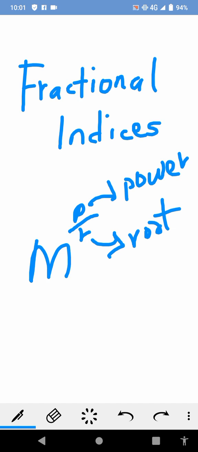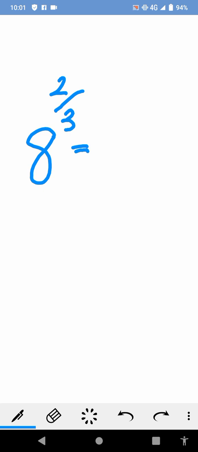Let's solve an example. Let's say we have 8 raised to power 2 over 3. This 2 is the power, then the 3 is the root. So the 3 is asking for the cube root of 8, and the cube root of 8 is 2, because you have to multiply 2 three times to get 8. Then you raise it to power 2, and eventually you have 2 times 2, which gives you 4.